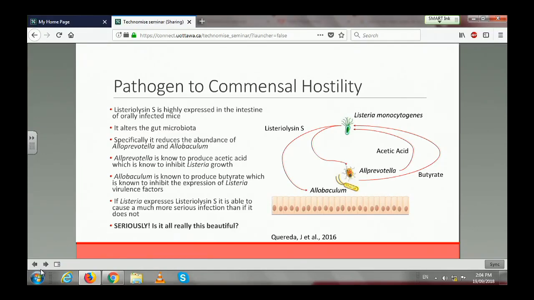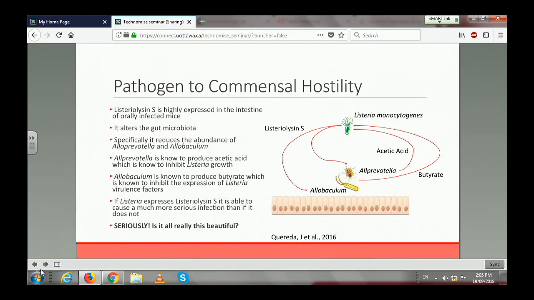They expanded this study and actually showed that Alloprevotella is something that's really good at producing acetic acid in the gut, which inhibits the growth of Listeria. And Allobaculum produces butyrate, which doesn't prevent its growth, but prevents the expression of virulence factors. So it's specifically taking out the bugs that are producing things that could make it less of a pathogen. And if it's overexpressed, you do get a deeper infection. It goes further into your actual organs.